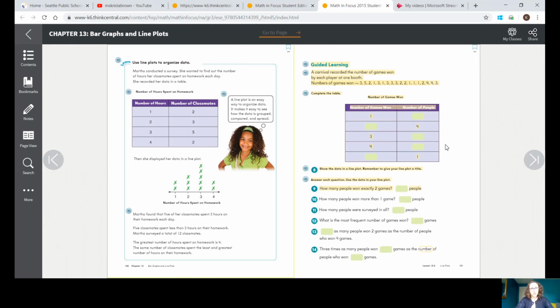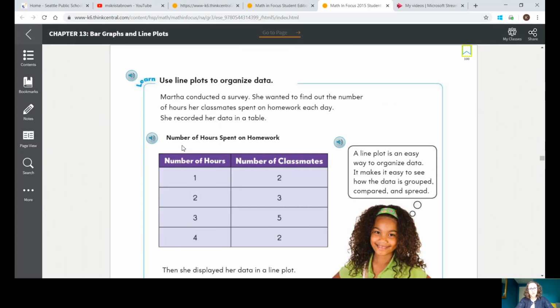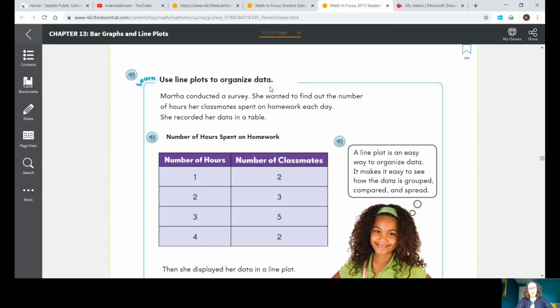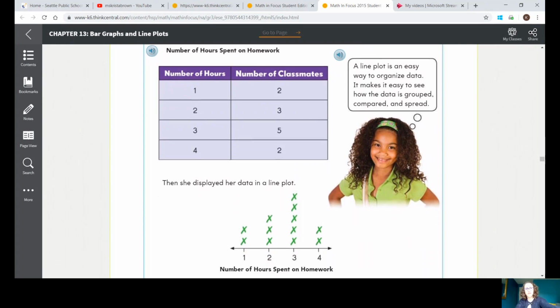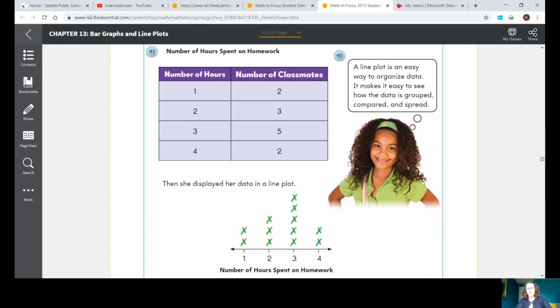Okay, there's another example. Here, I'm going to go back to just my single page view, so that's easier to follow along. It says use line plots to organize data. Martha conducted a survey. She wanted to find out the number of hours her classmates spent on homework each day. She recorded her data in a table. Here's the title, number of hours spent on homework. Here's the hours, and then here are the classmates. And she's reminding us that a line plot is an easy way to organize data. It makes it easy to see how the data is grouped, compared, and spread.